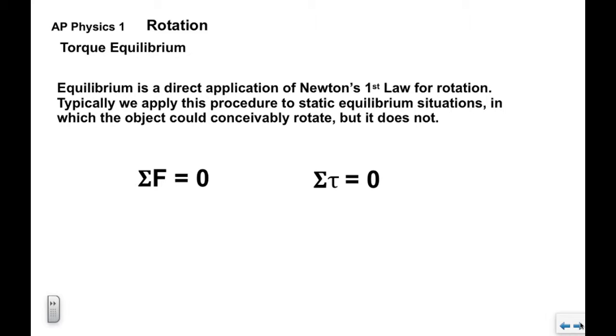So you recall Newton's first law for linear motion, sigma F equals 0. When the forces cancel, the object doesn't accelerate. For rotation, we have sigma tau equals 0. The sum of the torques equals 0. Each of the forces acting on the object generates a torque. Those torques cancel, and the object doesn't rotate.